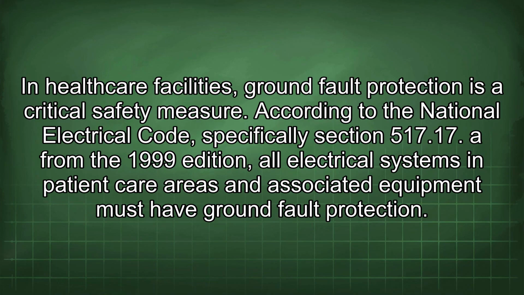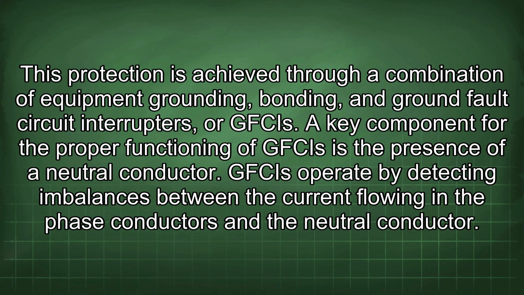In healthcare facilities, ground fault protection is a critical safety measure. According to the National Electrical Code, specifically Section 517.17, from the 1999 edition, all electrical systems in patient care areas and associated equipment must have ground fault protection. This protection is achieved through a combination of equipment grounding, bonding, and ground fault circuit interrupters, or GFCIs.